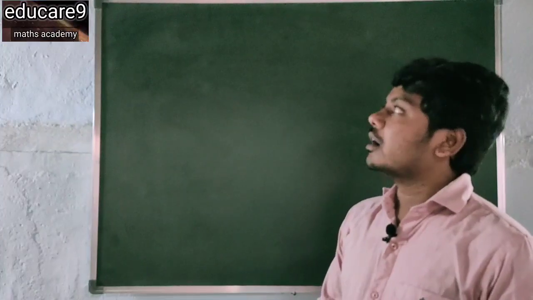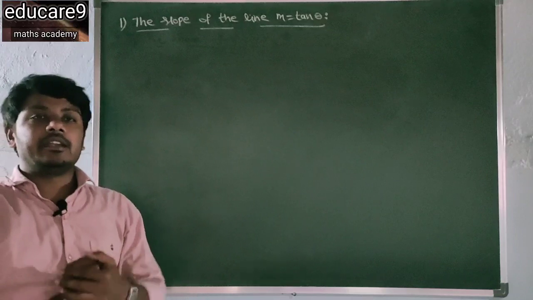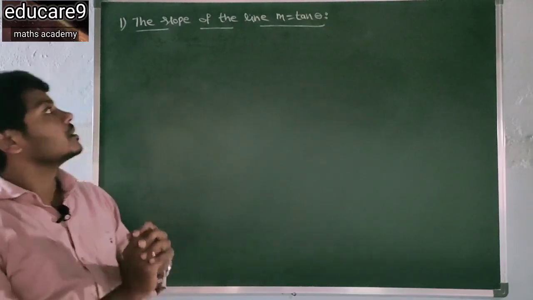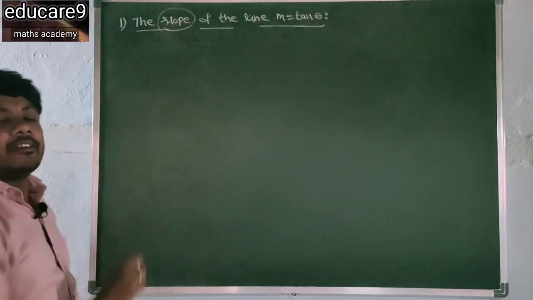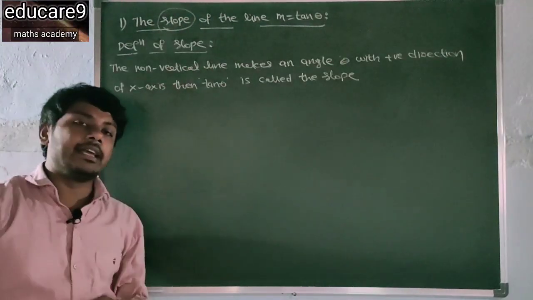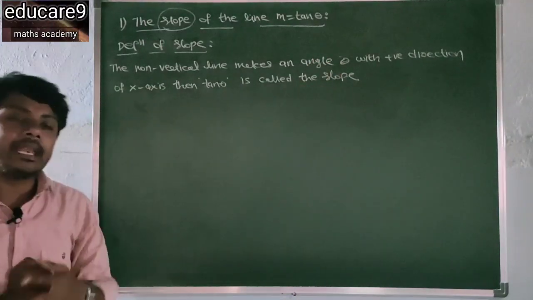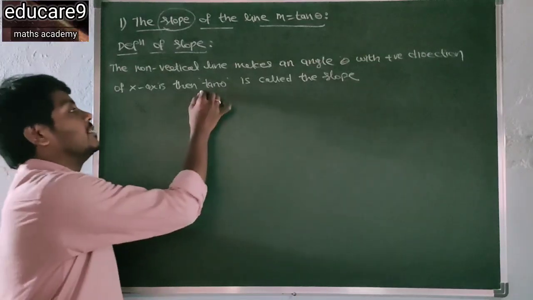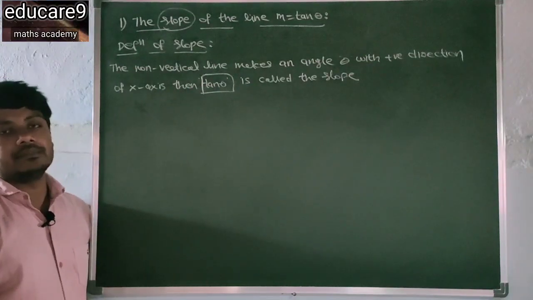So first, the slope of the line m is tan theta. So why? See here, first you have to know the definition of the slope. A non-vertical line makes an angle theta with the positive direction of the x-axis. Then tan theta is called the slope of the line.